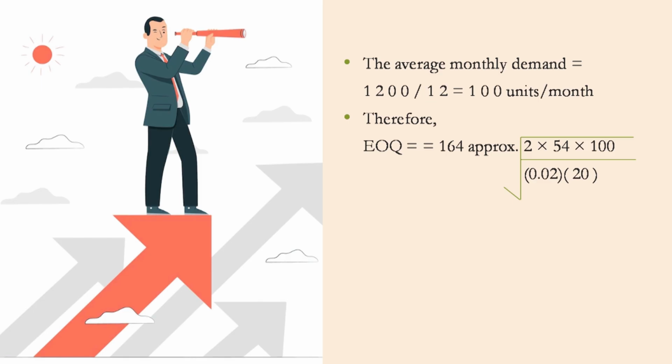Now what is the economic order quantity? Economic order quantity is the square root of 2 times ordering cost times demand, divided by carrying cost. The demand is 100 units per month and C0, the ordering cost, is 54. Carrying cost is 2% of the unit cost, means 0.02 into 20. So it comes to approximately 164.